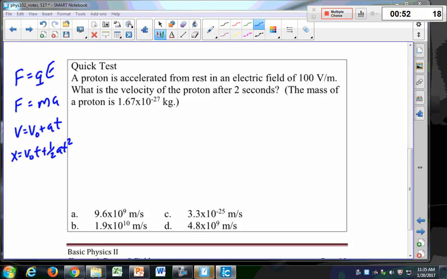So a couple things you'll need to do. You need to find the electric force due to this field, the acceleration, and then the velocity. Look on your equation sheet. There are some constants there that you'll need to use regarding the proton.